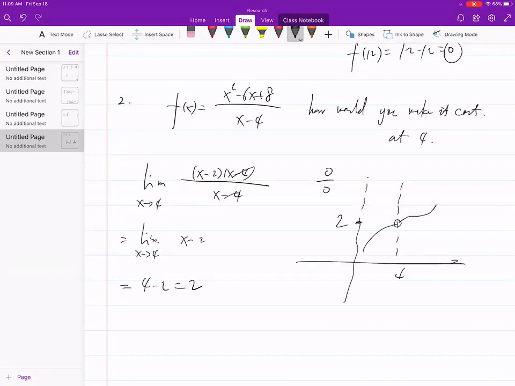So not only do we have a 4, there's actually a 2 here. So far, it's not continuous because there is a hole here. It's empty. So how do you make it continuous? You just define f(4) to be 2. Then you will be able to fill in the hole. Sounds good? So the answer should be 2. f(4) equals 2. Then you're all set.